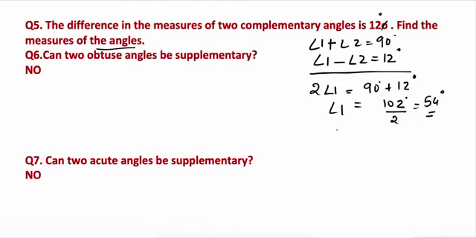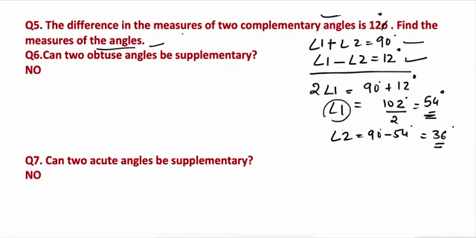So if one angle is 54 degree, the other angle will be 90 minus 54, which comes to 36 degree. So in this way we can find the measure of the angles. If the difference of the two complementary angles is given, we can find the measure of the angles, because we know that angle 1 minus angle 2 is 12 degree, and for the complementary angles the sum of the two angles will be 90 degree. So we can solve the simple equation and find angle 1, which comes to 54 degree, and the other angle is 36 degree.